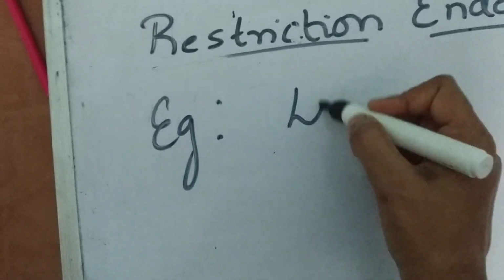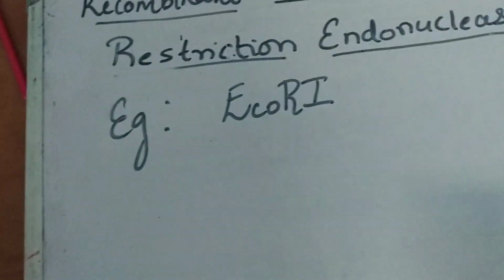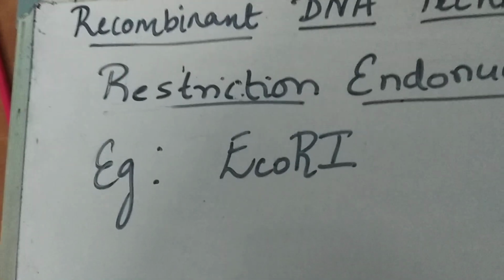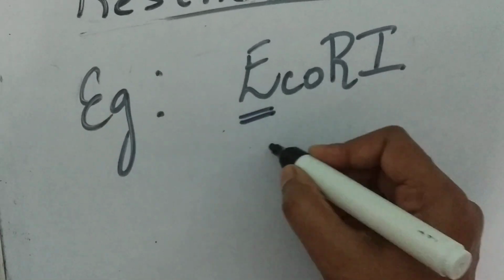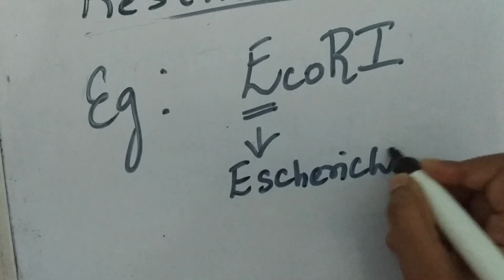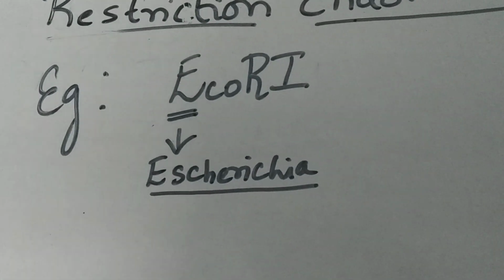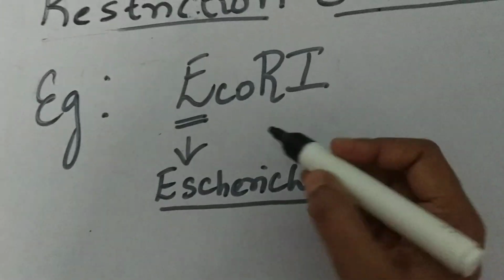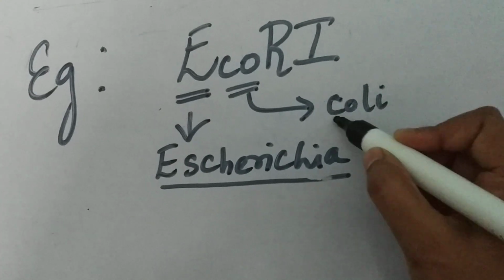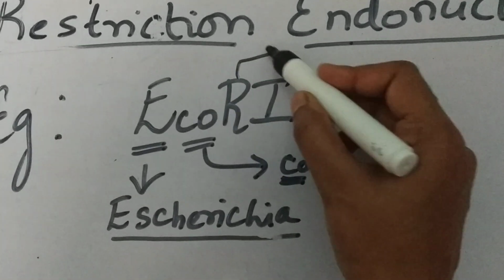For example, let us take EcoR1. Alright, we'll understand how they are named. EcoR1. E stands for the first letter of the genus name of the bacteria, Escherichia. Co stands for coli. That is the first 2 letters of the species name. R is the name of the strain.